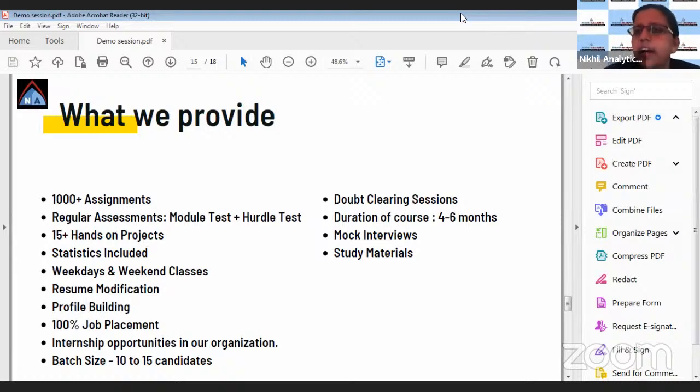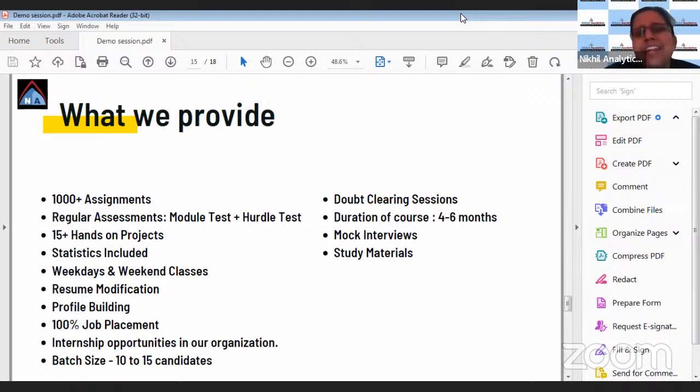Then, to make your learning easier and more interactive, batch sizes will be small, on an average 8 to 10, 10 to 12, or 14. And to clear your doubts, you will have a lot of doubt clearing sessions. Usually the course, if you are giving 100% time on this, will take 4 to 6 months on an average. For a working professional, it can go beyond, depending upon how many classes they are doing.